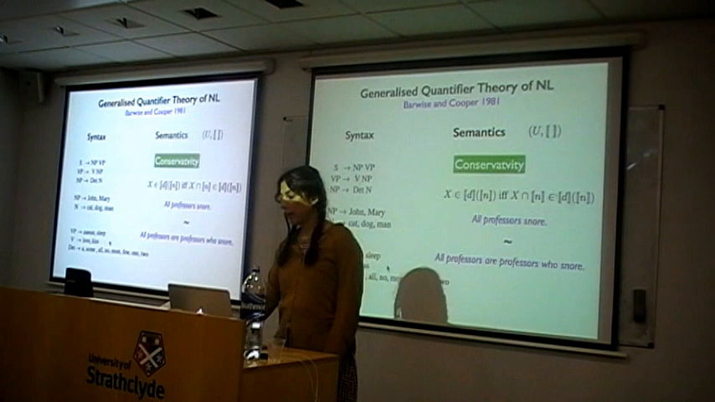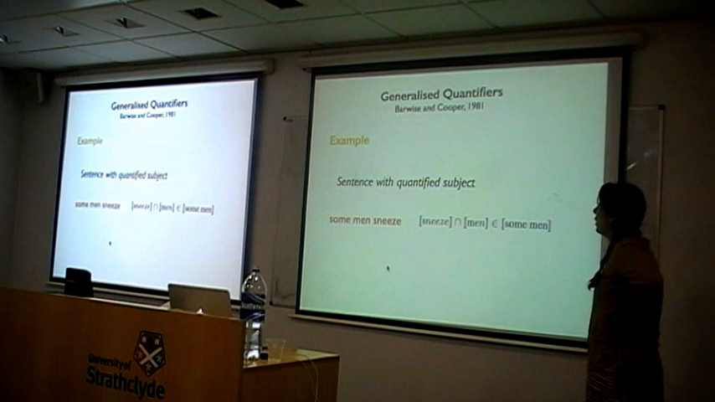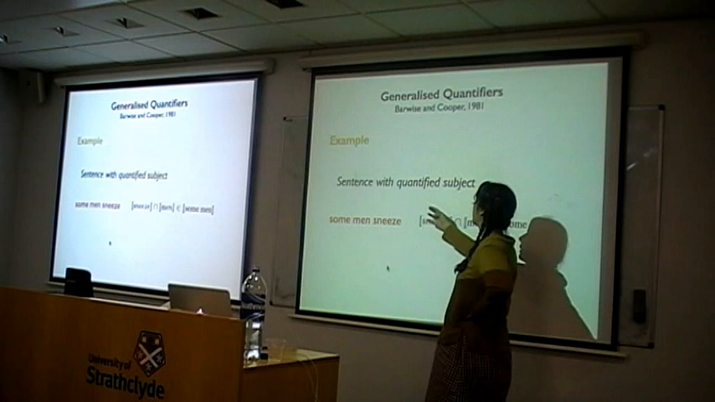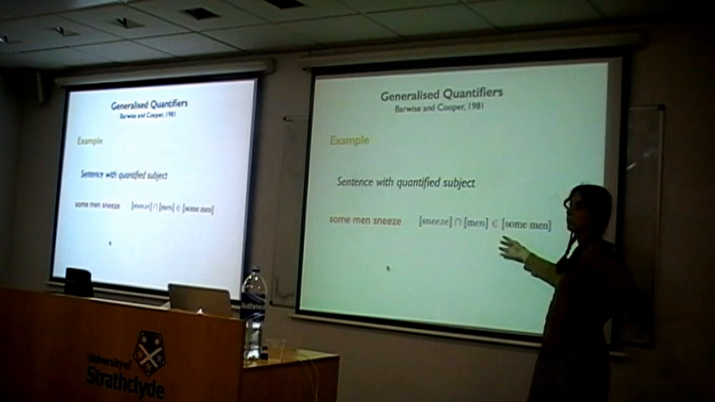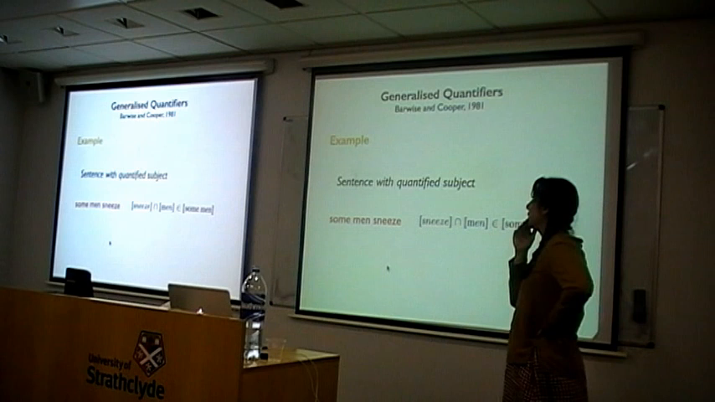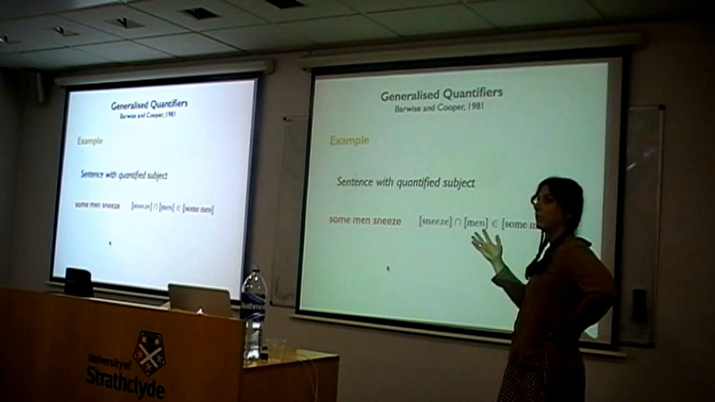So here's an example. Some men snore. The meaning of some men snore is verified like this. You take the meaning of snore, you intersect it with the meaning of men, and then you check if this is in the meaning of some men, which is a set of sets. So contrast this with the natural view that you have of quantifiers in classical logic, where you have variables. And here there are no variables around. That was one of the tricks that made the whole thing work.